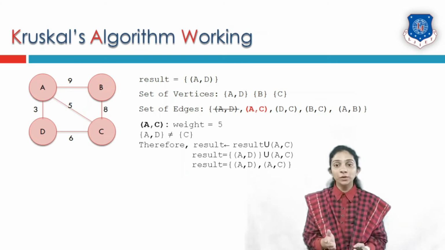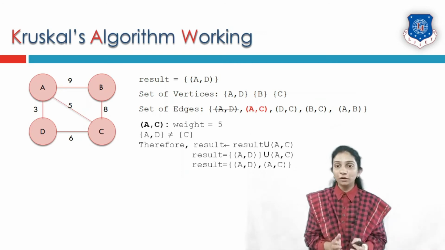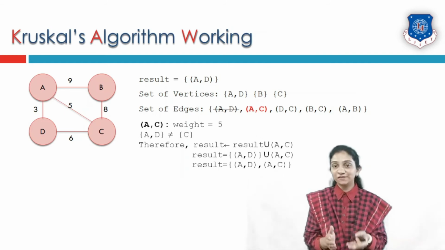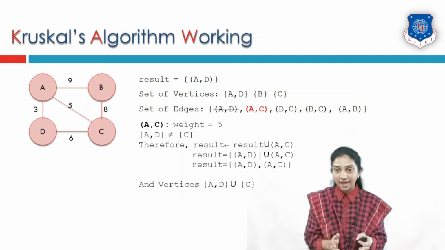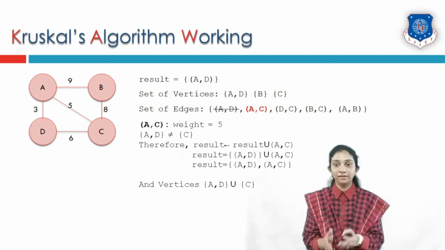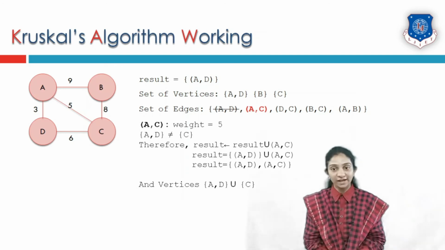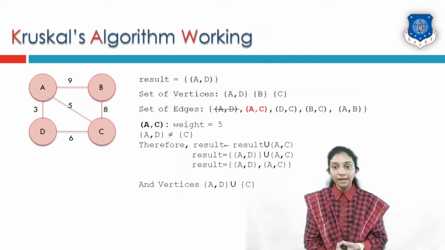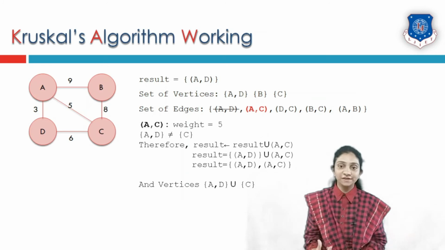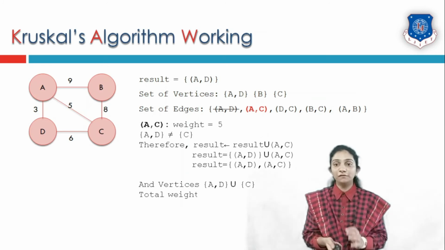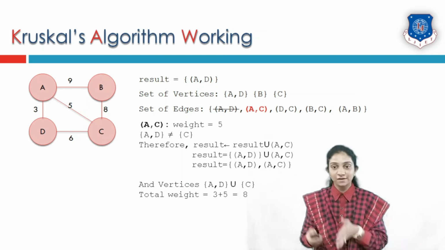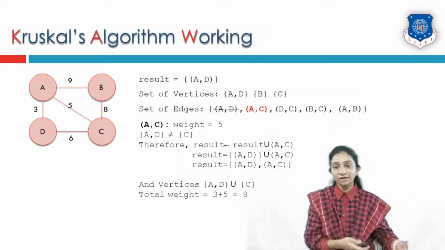After taking the union of results, we should also take the union of the two vertex sets. That means the set which contains vertex A is taken union with the set which contains vertex C. Vertex A is in the set A comma D, and the vertex C set is different. If we take the union of both, the new set will now contain three vertices: A, D and C.